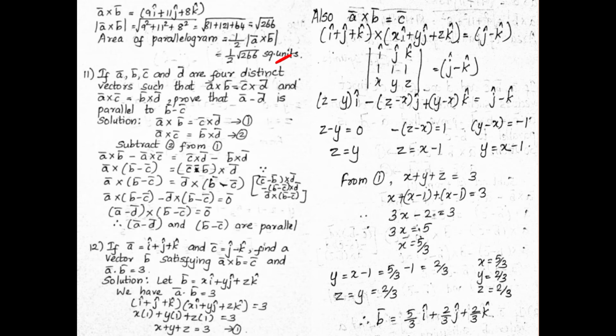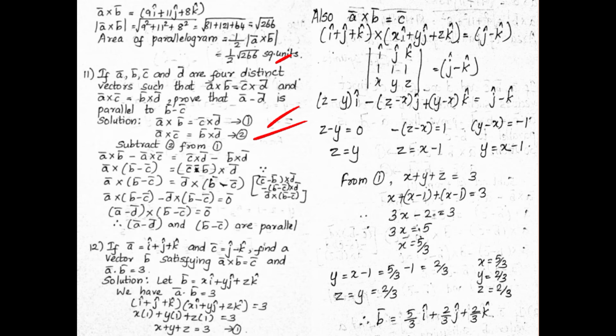That means we have to prove that (A vector minus D vector) cross (B vector minus C vector) is equal to 0. Okay, see the solution. A vector cross B vector is equal to C vector cross D vector. This is the first equation. Then A vector cross C vector is equal to B vector cross D vector. This is the second equation. Subtract 2 from 1.